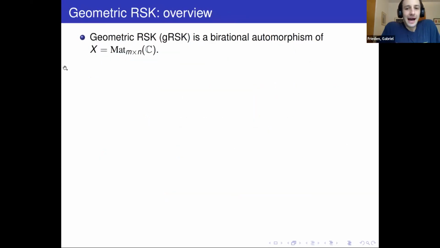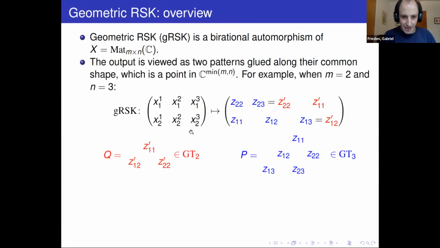So the most compact way to say this is that geometric RSK is just a birational automorphism of matrices. The input matrix, we're thinking of as the geometric analog of a tensor product of its rows or of its columns. The output matrix, we're thinking of it as being two Gelfand-Tsetlin patterns that have been glued along their common shape.